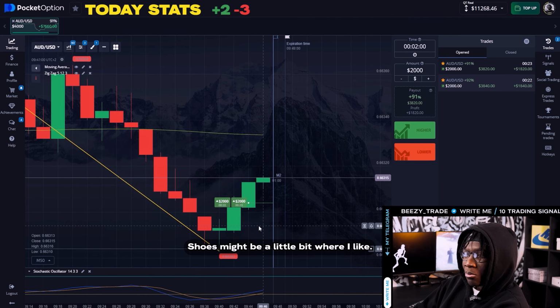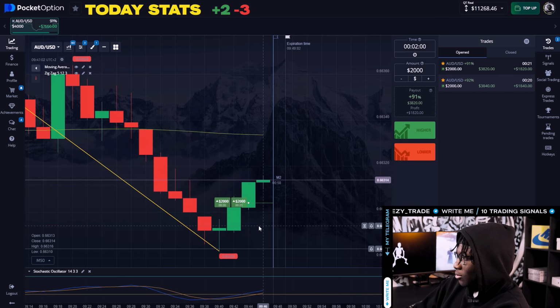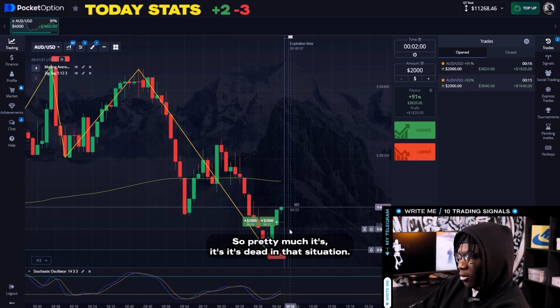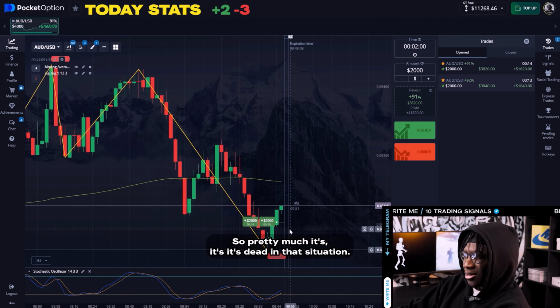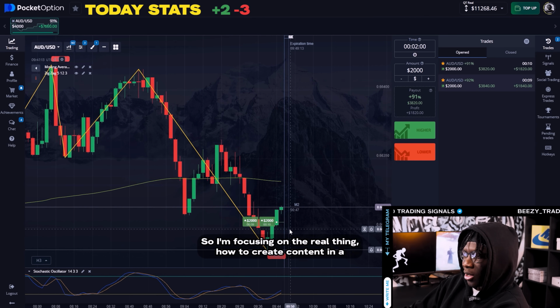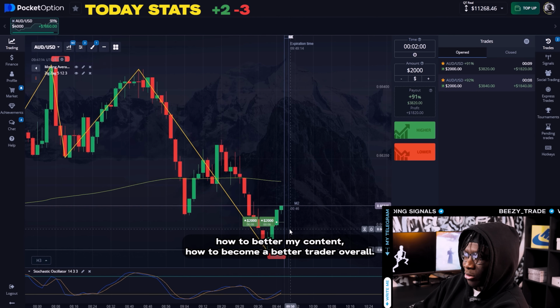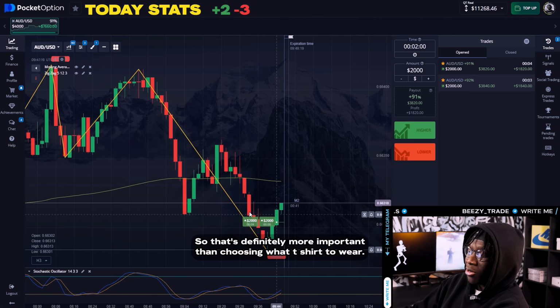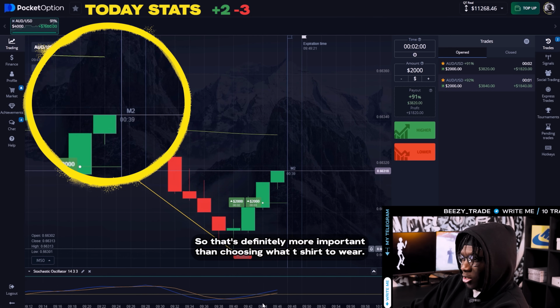Shoes might be a little bit where, now even more than ever, I don't even do that anymore. So pretty much it's dead in that situation. So I'm focused on the real thing, how to create content and how to better my content, how to become a better trader overall. So that's definitely more important than choosing what t-shirt to wear.